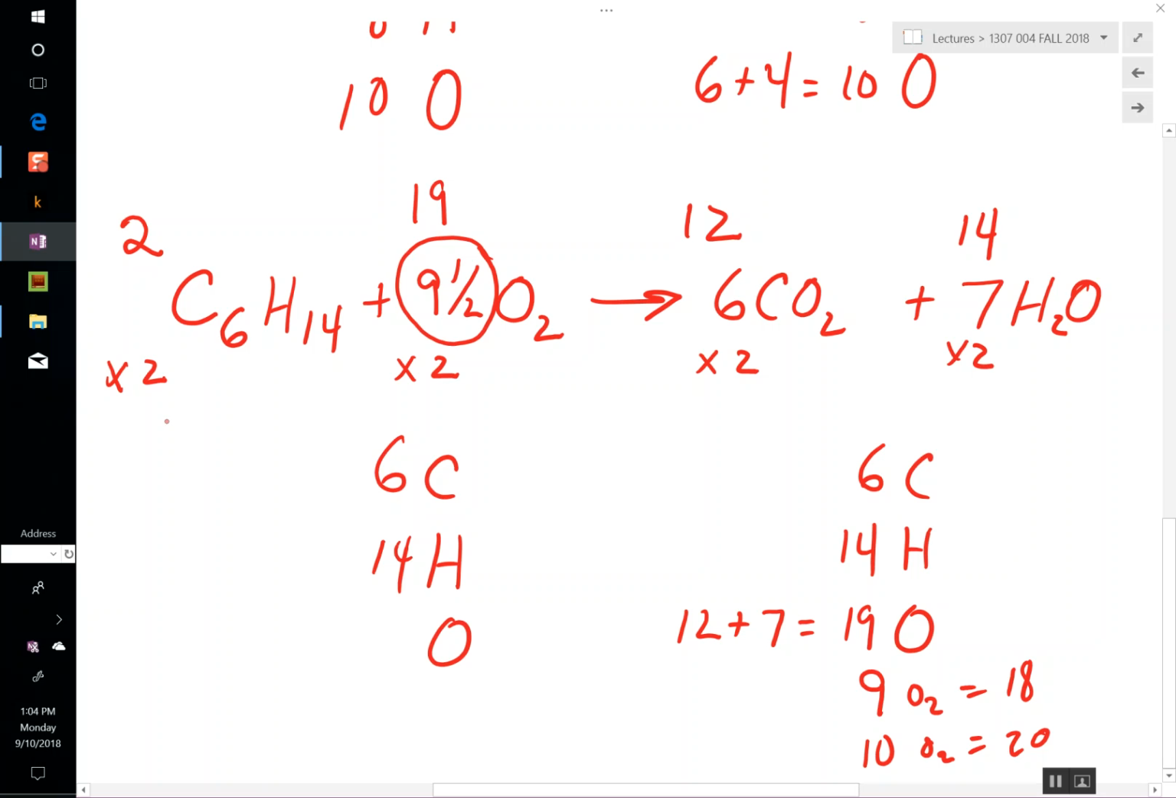And so what it really ends up meaning is that 2 moles of this will react with 19 moles of oxygen to produce 12 moles of carbon dioxide and 14 moles of water. That's what the coefficients are telling you. What are the molar relationships in this chemical reaction?